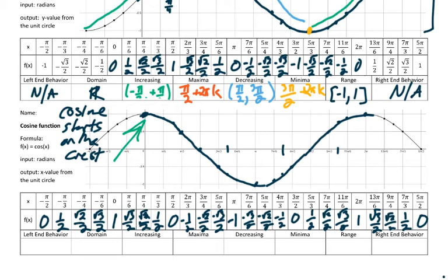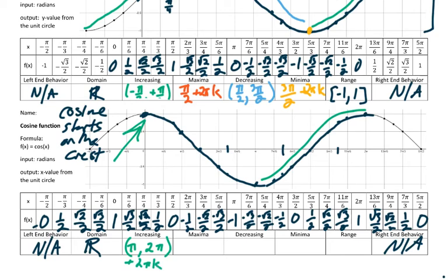So the left-end behavior is, again, isn't happening. Same thing with the right-end behavior. Okay, the domain, as with this one, is again all reals. Notice the increasing intervals are going to be different intervals. In this case, it'd be from pi to 2 pi. Okay, it's increasing, and so forth, and then again, plus, I believe it's 2 pi. Yeah, plus 2 pi k.